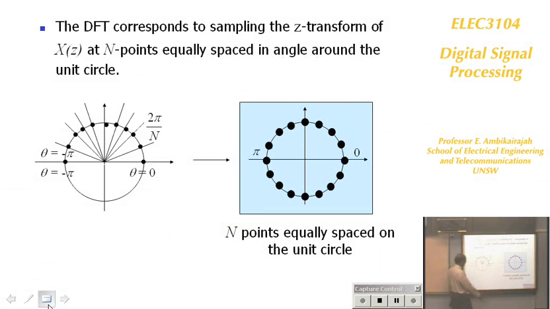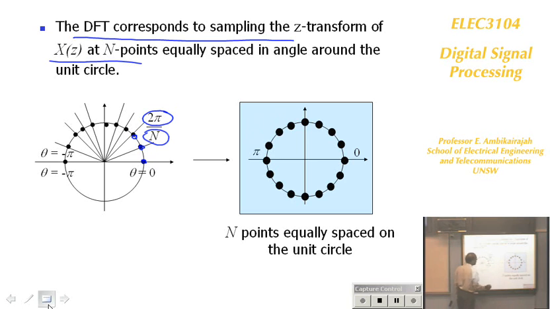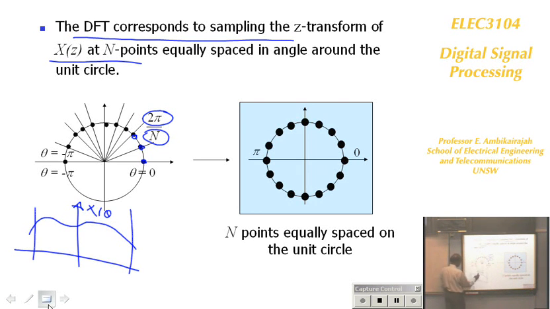So what does that mean? Here, look, you can see DFT corresponds to sampling the transform at N equal points. So I go and say the first frequency point is that, the second one is this, the third is this. So 2 pi divided by N, where N is the number of points you want. If this is your X(theta), you say, I want to look at frequency there.